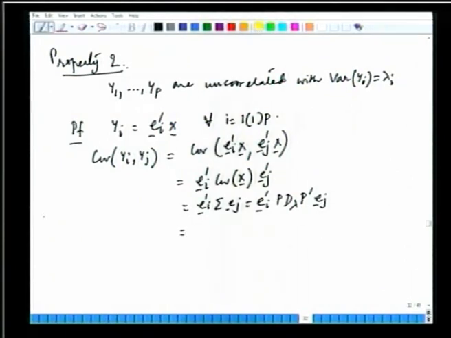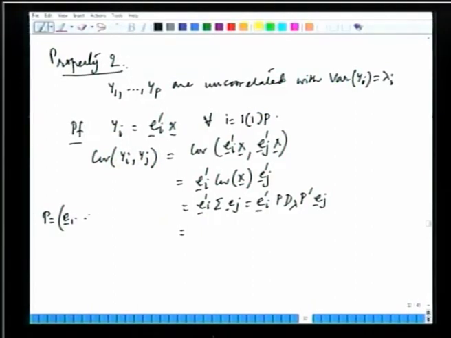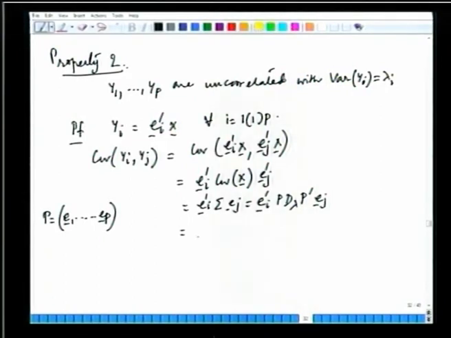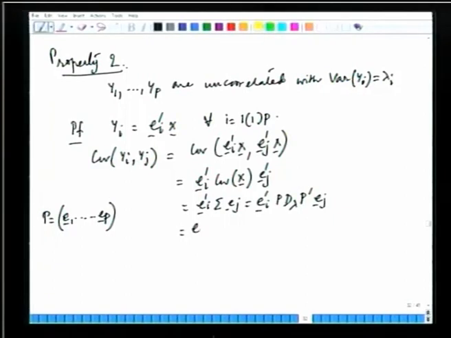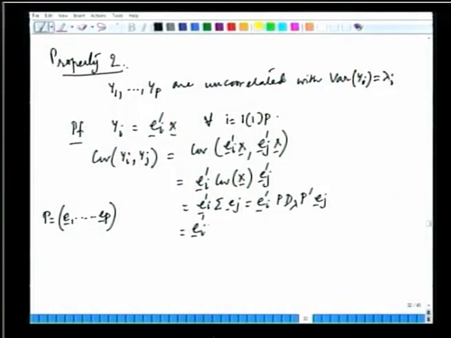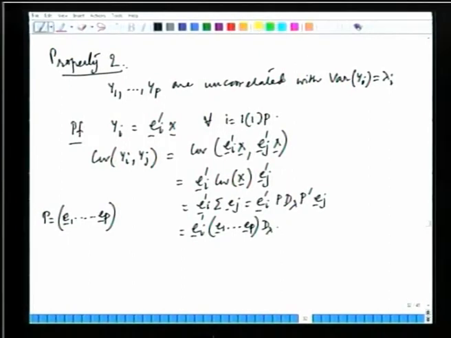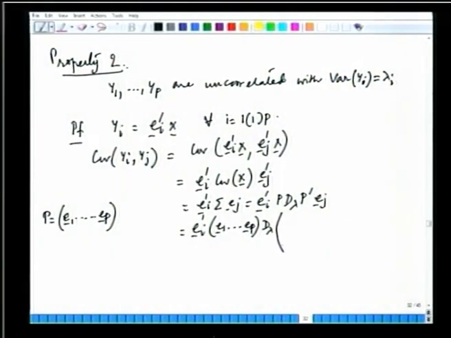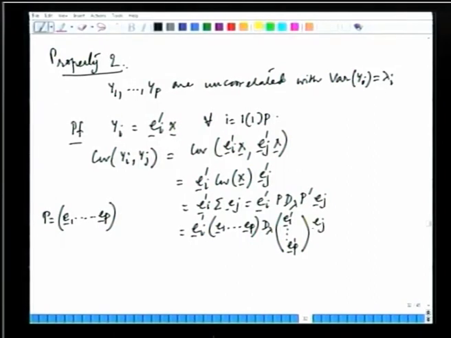where the columns of the P matrix are nothing but e1, e2 to ep. Once I realize this, I can also realize very quickly that if I write this as ei transpose, and here I have e1, e2 to ep, then I have D lambda, and here I have the transpose of this, that is e1 transpose to ep transpose, and ej here.